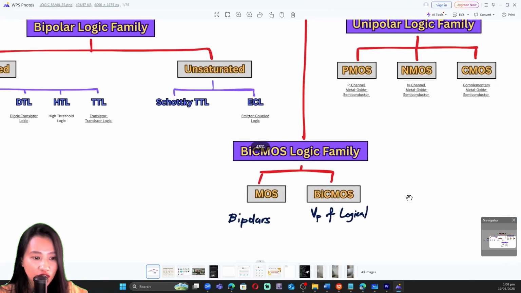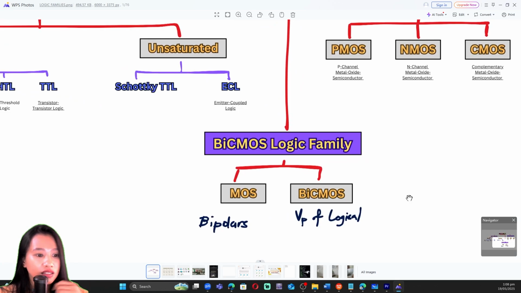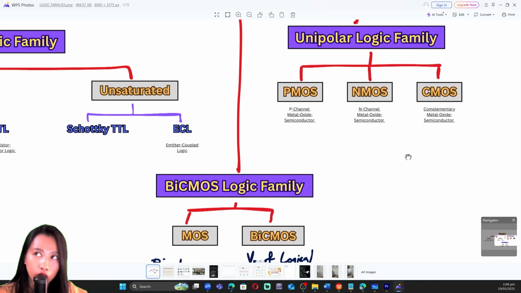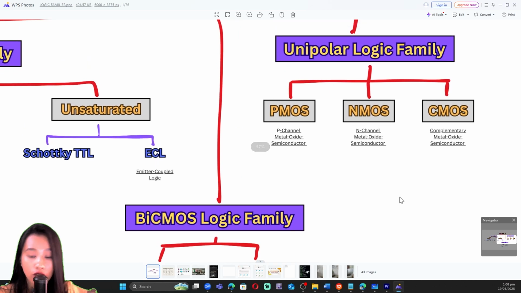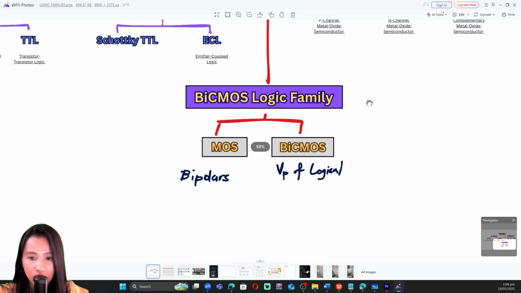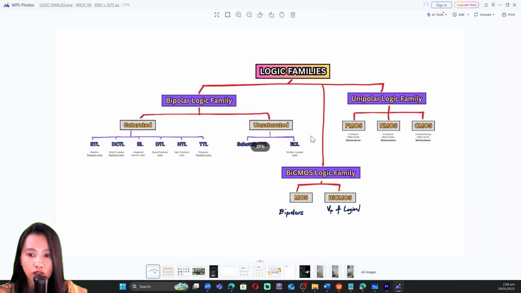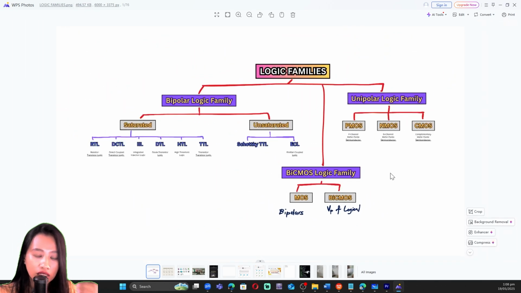So mas siya, mas compact, and also mas high speed siya. Yung high speed ng dito sa bipolar plus yung low power characteristics ni unipolar, pinagsama dito sa BiCMOS. So, the best of both worlds yung BiCMOS. Hindi siya mostly nadidiscuss sa mga YouTube tutorials kasi nga itong basic combination lang naman siya ng basic ng dalawa. So, the best of both worlds.